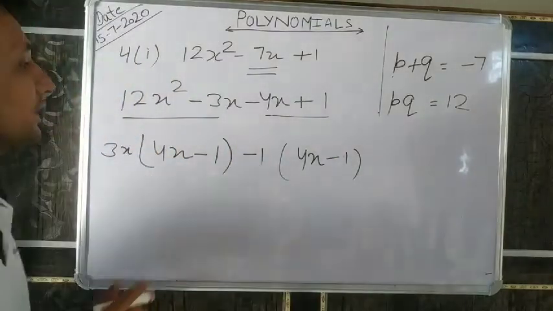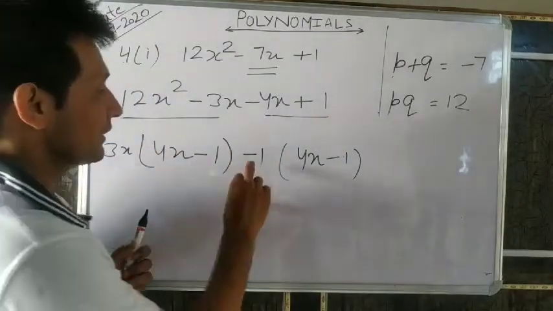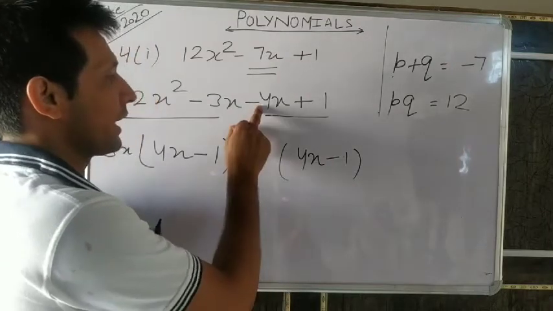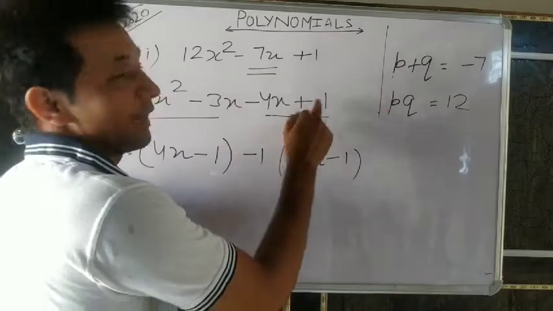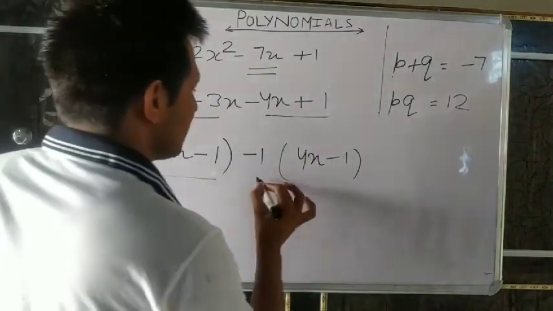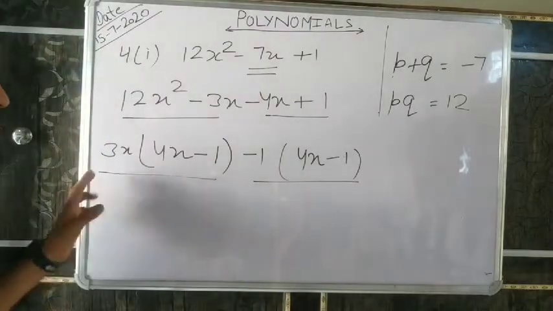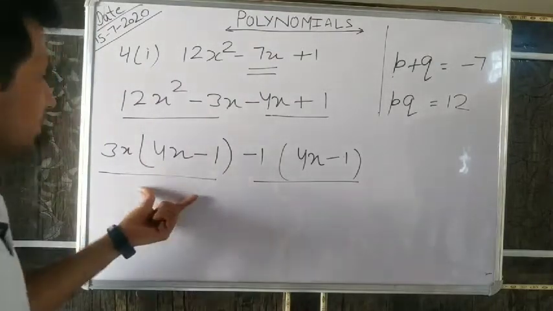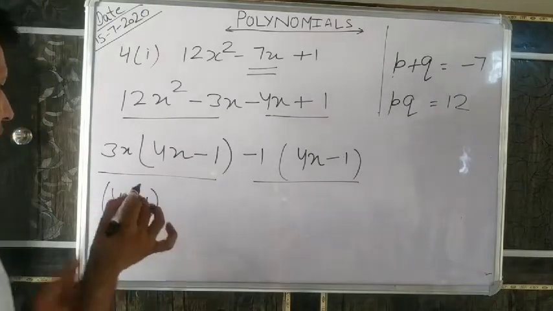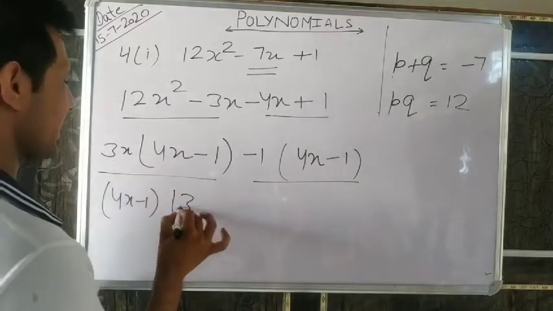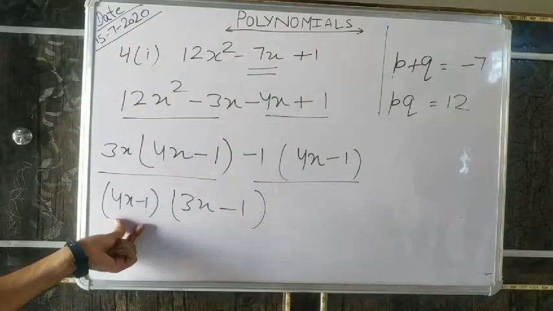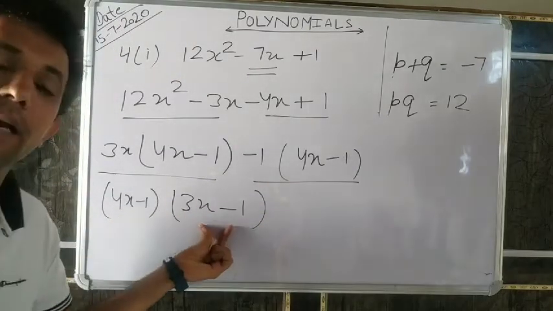Again you can solve reverse. Like minus 1 into 4x, negative into positive, negative. Negative into negative, negative. Understand? Now again we will take common from this one and this one. What is common? No need to underline this one, okay? So this one, what is common? 4x minus 1. So what is remain here? 3x, and here is minus 1. So it is factorized: first binomial into second binomial.